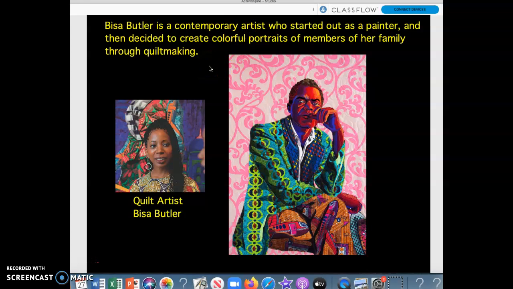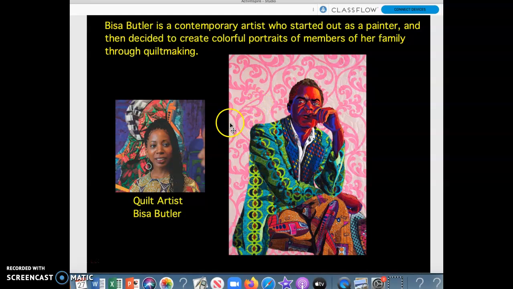She started out as a painter and then decided later that she would rather create portraits through quilt making. She first started doing portraits of family members, and now she does portraits of other people. As you see here, this is actually a quilt, and it looks like a painting, but it's all done with pieces of fabric that she sews together. And her colors are very, very bright and colorful.